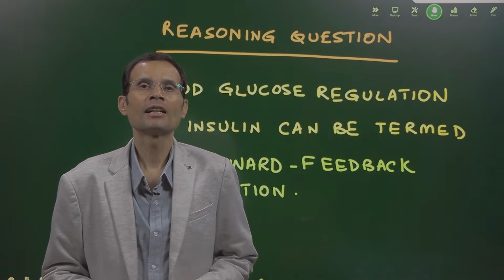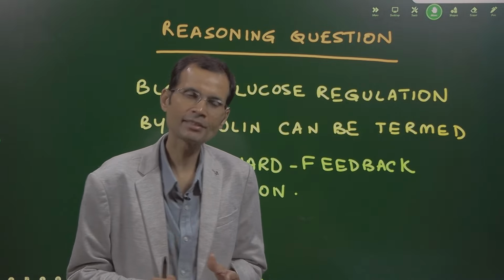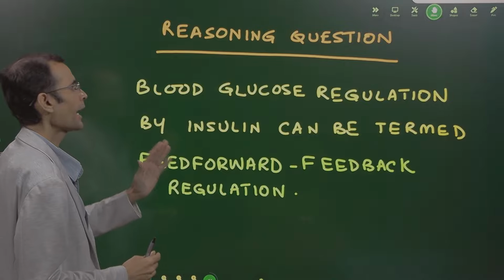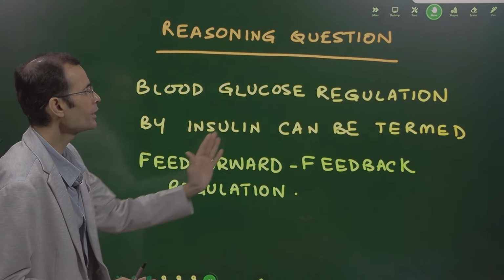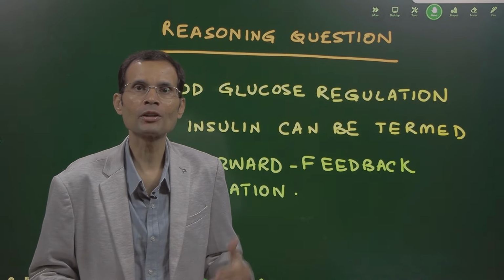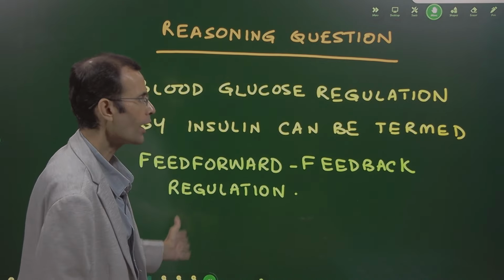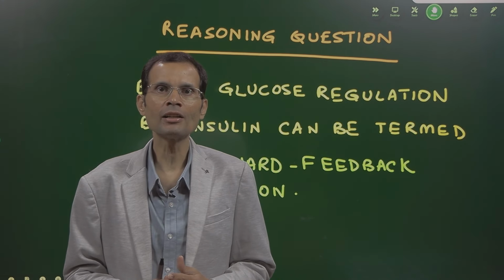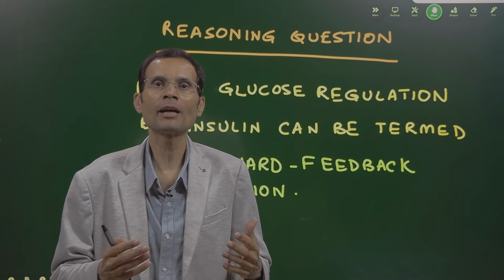Hello friends, let's have a quick look at a reasoning question. Blood glucose regulation by insulin can be termed feed-forward feedback regulation, or you can say feed-forward negative feedback regulation. Explain why. Now, negative feedback is easy to understand. What about feed-forward? What is the story behind feed-forward?